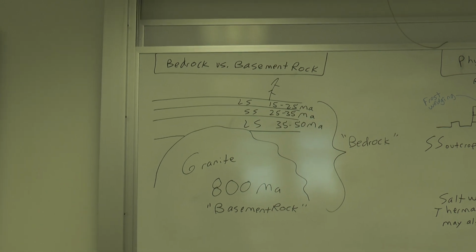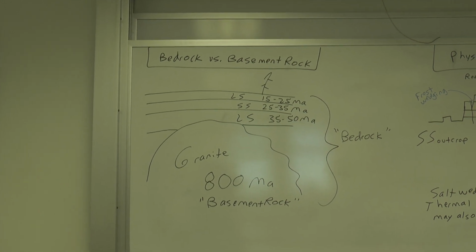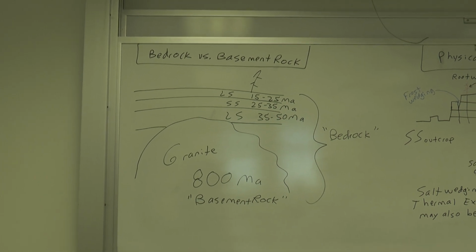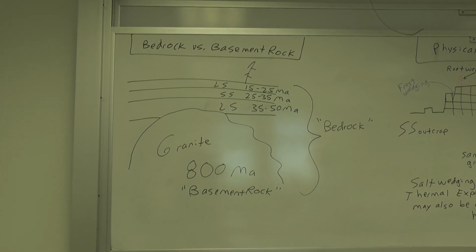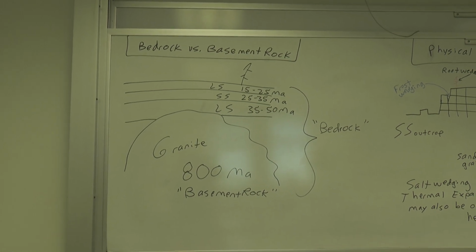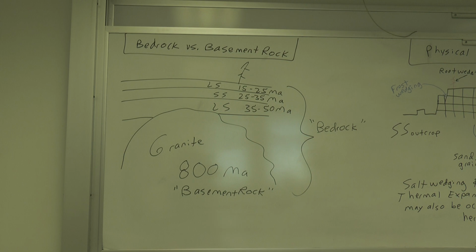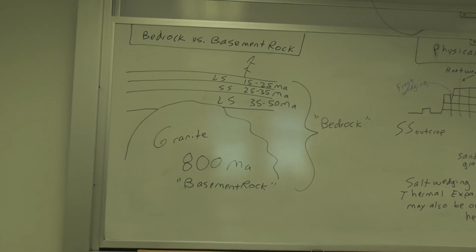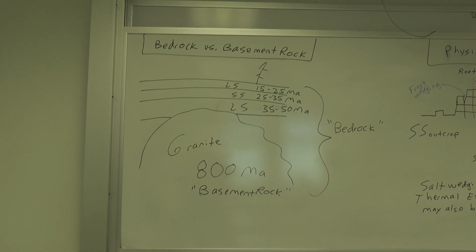So first we're going to take a look at the difference between bedrock and basement rock. Bedrock is basically just solid rock. Any occurrence of hard rock, often it's in the subsurface. Sometimes bedrock is exposed at the surface, in which case we refer to it as an outcrop. So bedrock is just solid rock.